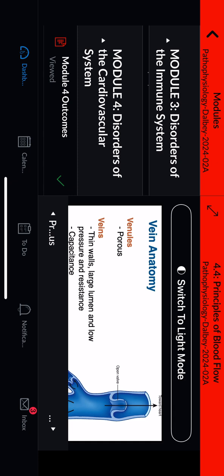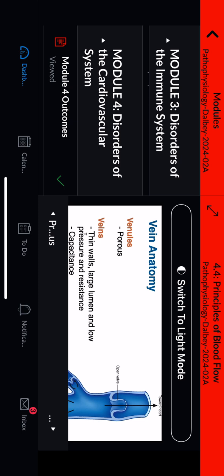Capillary beds lead into the first type of vein, which is called a venule. Venules are still very porous, and that allows them to take up fluids and some white blood cells back from our tissues. Venules lead into veins, and veins start to make their way back to the heart, carrying the deoxygenated blood. As we've already looked at, veins have thinner walls and larger lumens compared to their corresponding arteries. This gives them lower blood pressure.